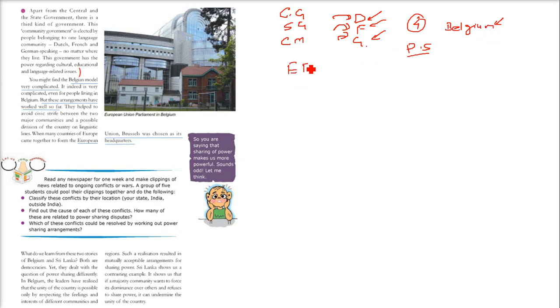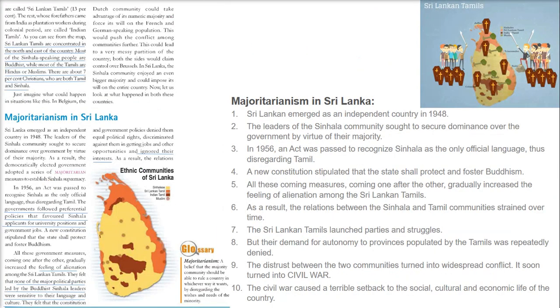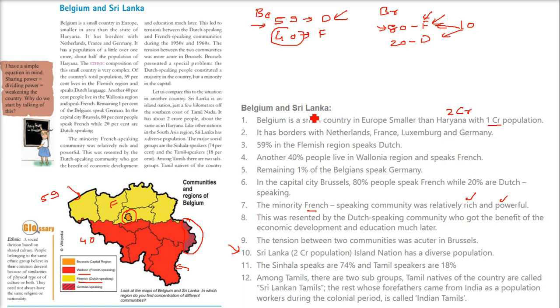After seeing all this, when the European Union decided where the headquarters should be located, they decided it should be in Brussels. So the example I wanted to set here is that Belgium took all things into consideration, the regional differences, the cultural diversities, and they shared the power equally among all the different communities living there. But this didn't happen in Sri Lanka.